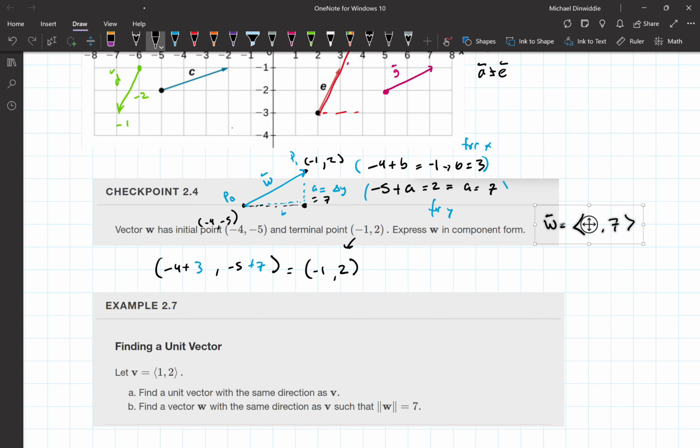This is our instruction set. We followed the instructions, and what do you know it? We got to where we wanted to go. So our vector worked there, and we've expressed w in component form.